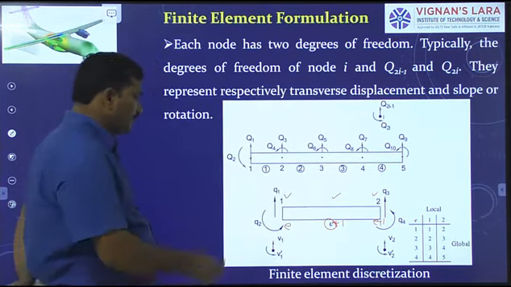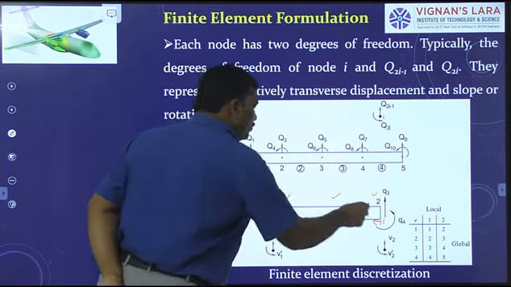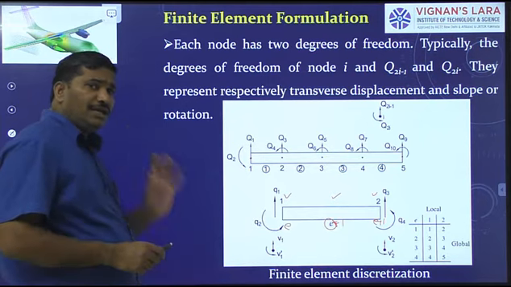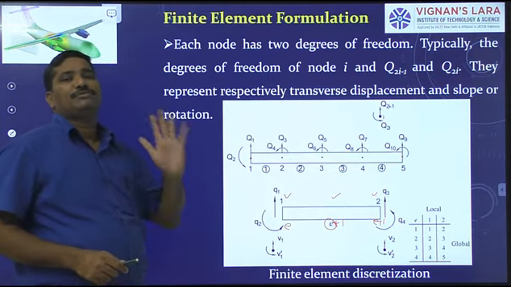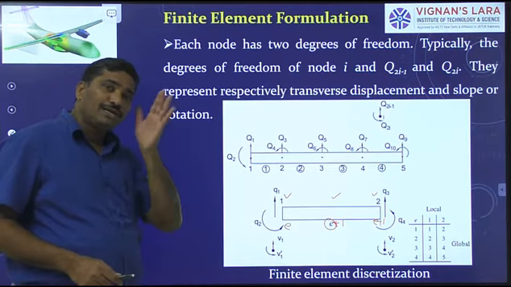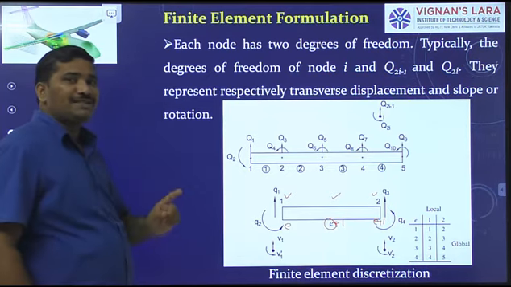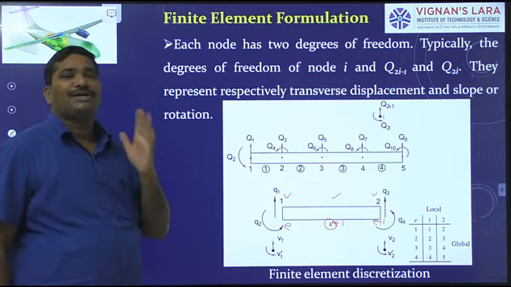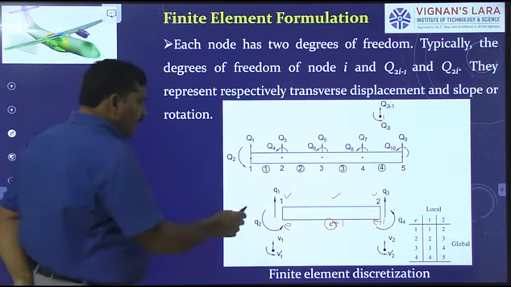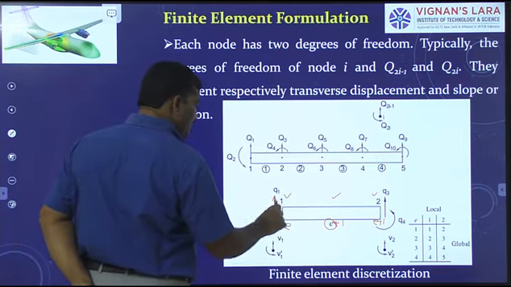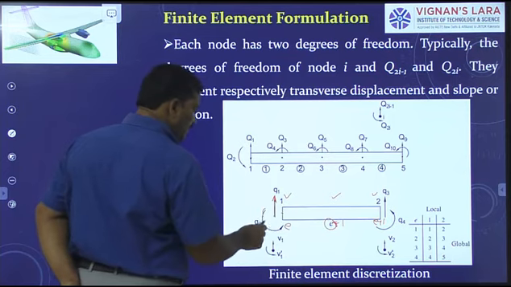It is, remember, a two-noded beam element. Here, each node has 2 degrees of freedom. What do they represent? Beam deflection and slope or rotation. Therefore, at each node, we have a deflection and a rotation or slope.